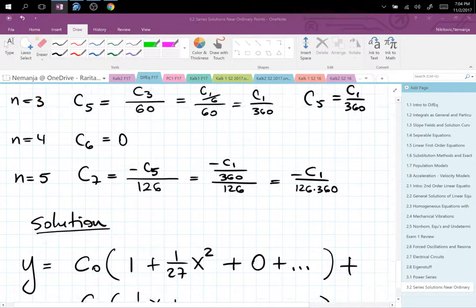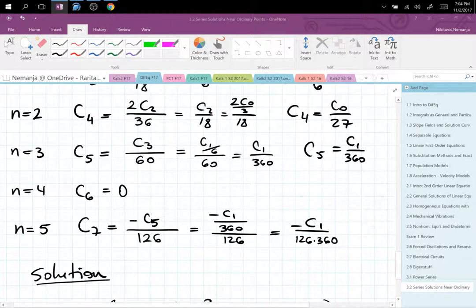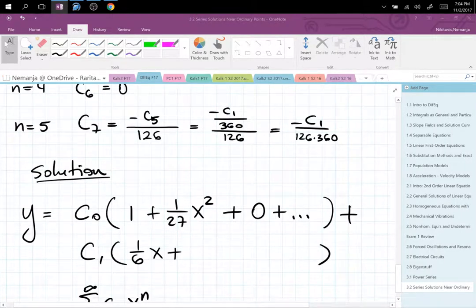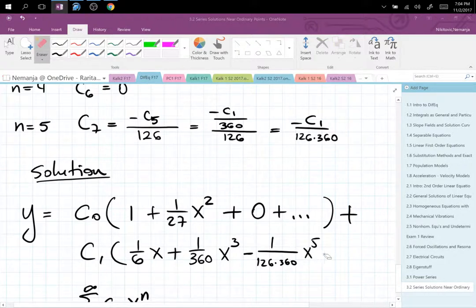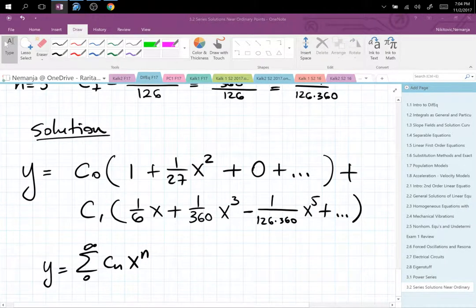Plus, the next time it shows up is over 360, right? So 1 over 360, and that was n equals 3. The next time is a minus 1 over whatever this monstrosity is, x to the 5, plus forever. Now, sometimes it's easy for us to recognize the patterns here and call them sine, cosine, hyperbolic, or e or something. In this case, nope.